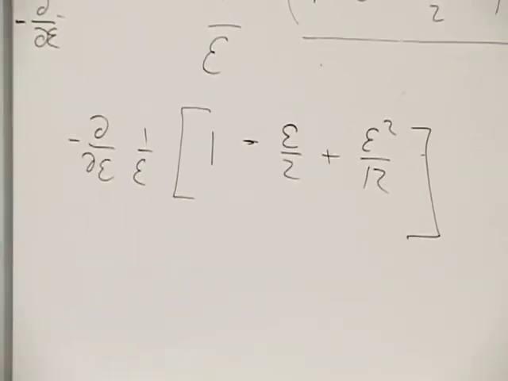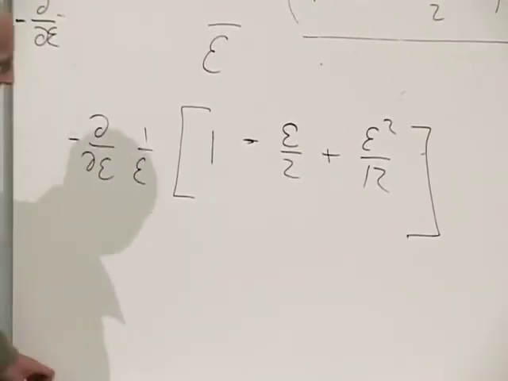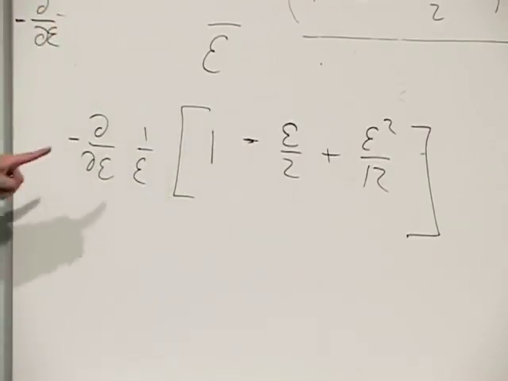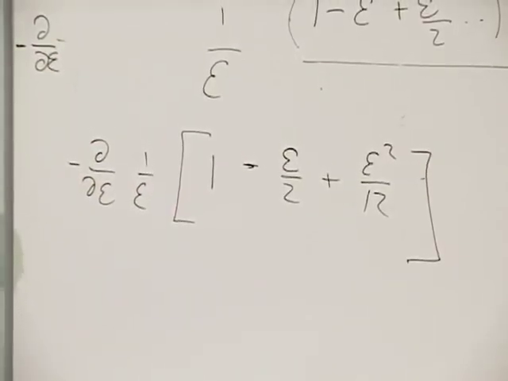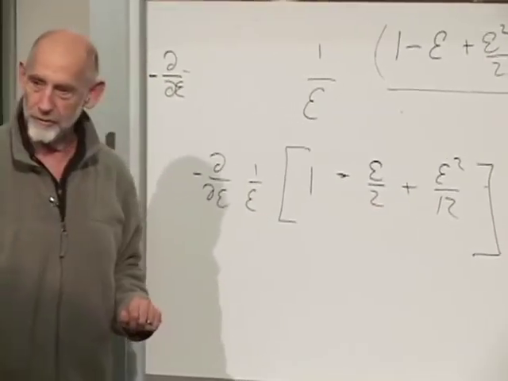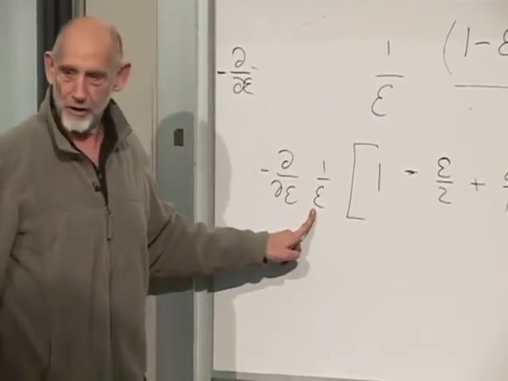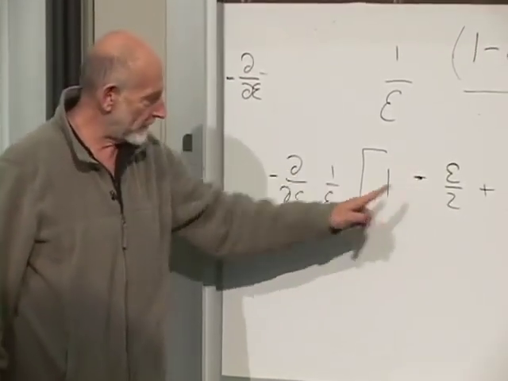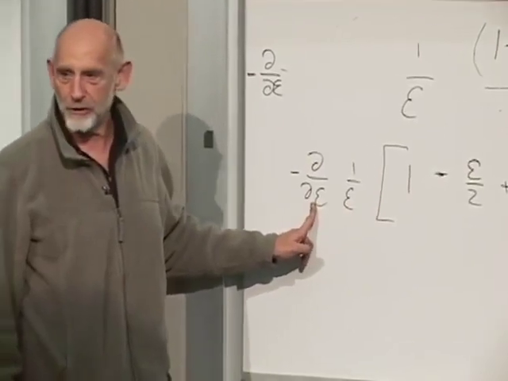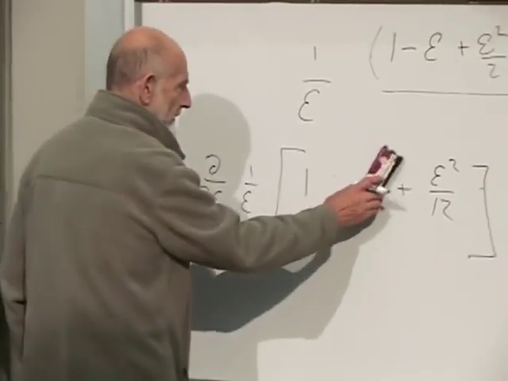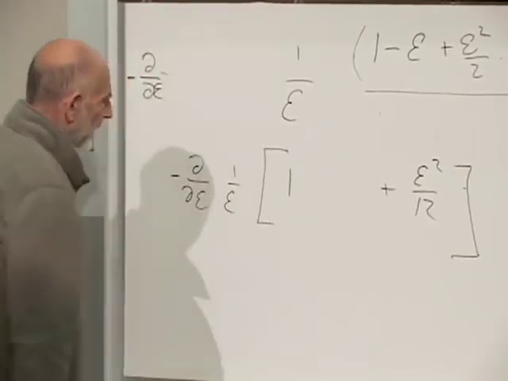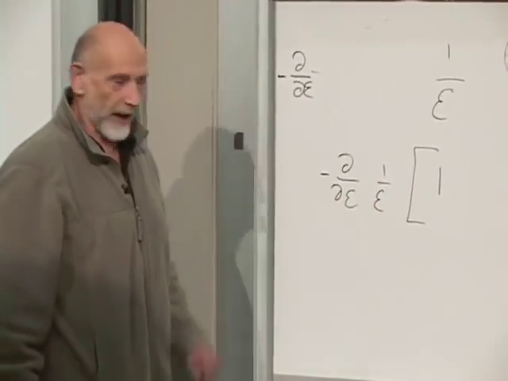As we'll see, anything of higher order is not going to be interesting to us. Let's first focus on the one that's easiest. The easiest term is this epsilon over 2. It gets multiplied by 1 over epsilon. That means it's just 1/2. And what happens when you differentiate 1/2 with respect to epsilon? It's 0. So we don't have to write it. It's not there.